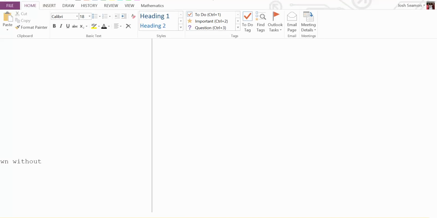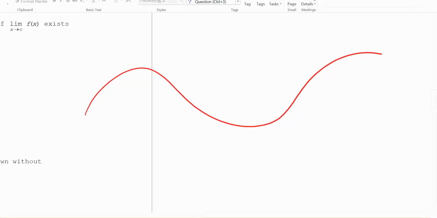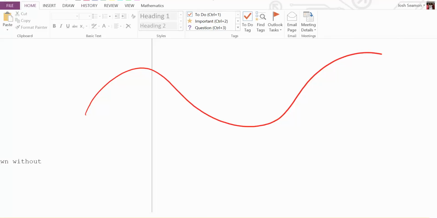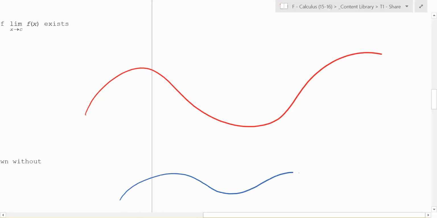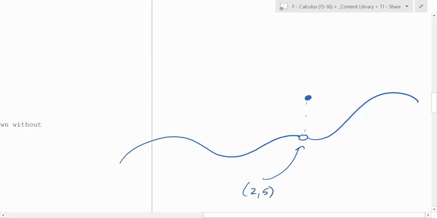Effectively, continuous means this: you can draw the entire thing without lifting up your pen. That's continuous. That's continuous. Let's break it a little bit though. Let's say I had something different. Let's say I had this one right here, an open dot, and let's say that open dot is (2, 5). And there's a closed dot right here, and let's say that is (2, 8). And let's call this function f of x.